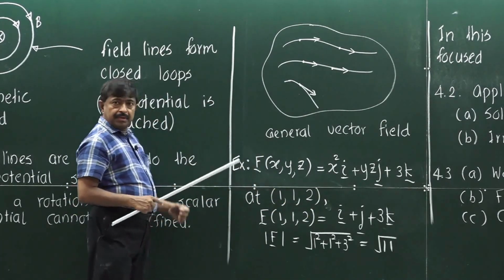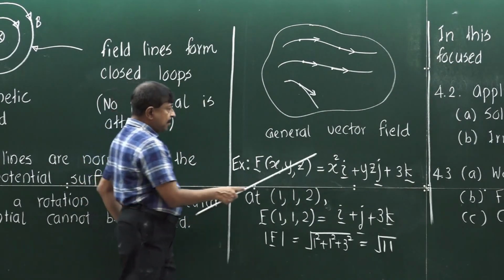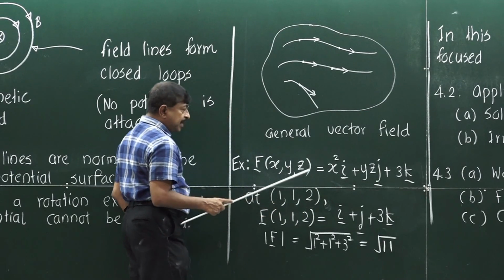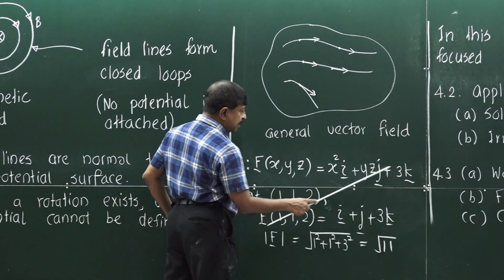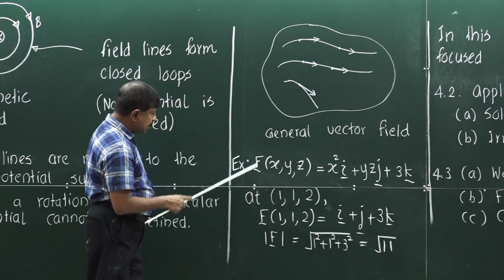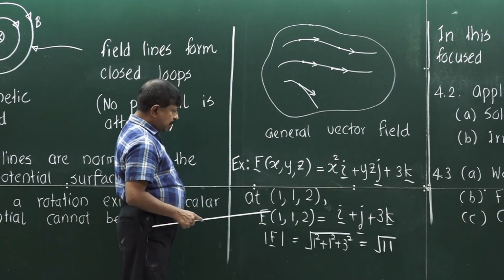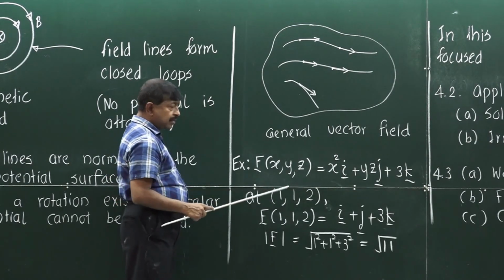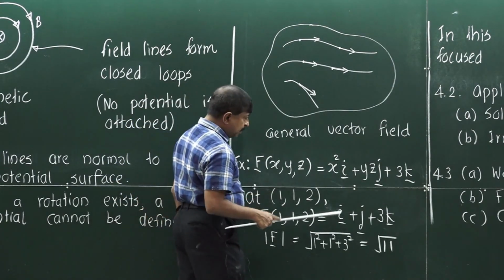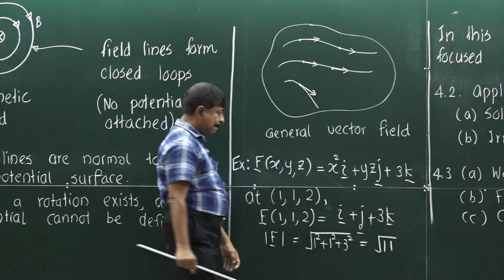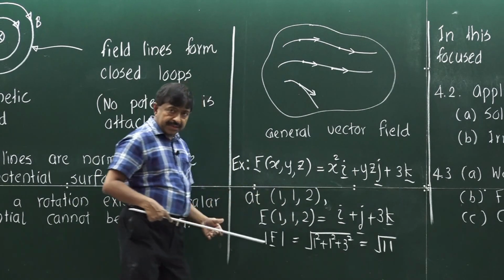This is an example. In R3, at any point x, y, z, you can define a vector field like this. You have some magnitude and some direction because of i, j and k. For example, if you take this one at (1, 1, 2), you plug in x equal to 1, y equal to 1 and z equal to 2. So, you will end up with i plus j plus 3k. So, it has a certain direction. You can find the unit vector and get the direction.